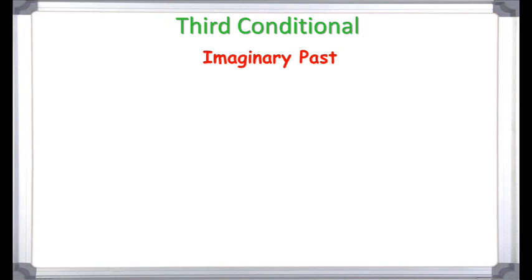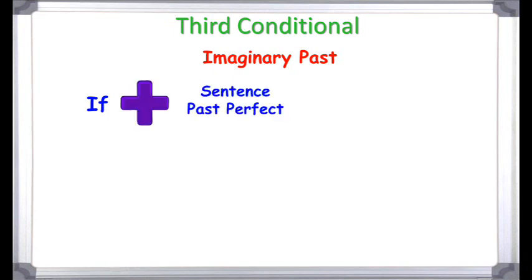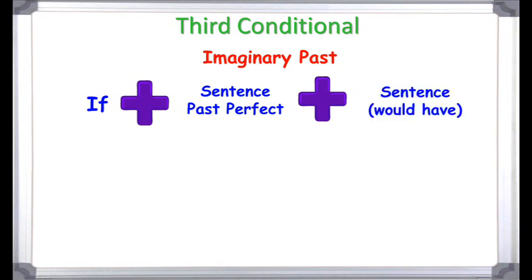Okay? The next conditional, third conditional, it is going to be about unreality in the past, right? Something we would like it to be different. In Spanish, we say something like hubiera, right? That's a third conditional. The structure is going to be if plus the sentence in past perfect, I mean had plus past participle, remember? And the second sentence, the main sentence, is going to be would have, would have, would have, okay?